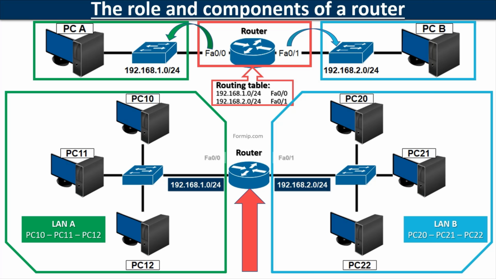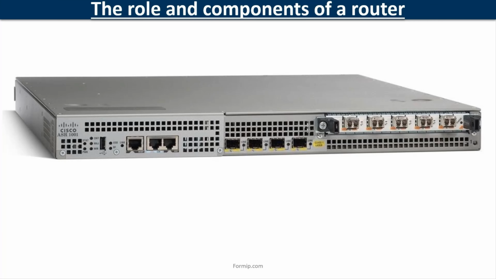A router can have different interfaces connected to different networks, and that's how it can get traffic from one network to another. Cisco offers many different routers, which have many different shapes and sizes. Here we represented a Cisco router ASR 1001. Although there are different models with different features, the main function of a router is to route the packets.